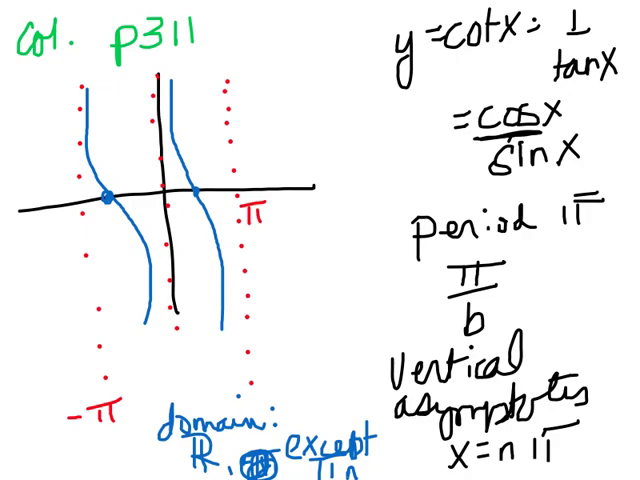Let's look at some of the reciprocal ones. Cotangent is the first reciprocal function we've looked at.